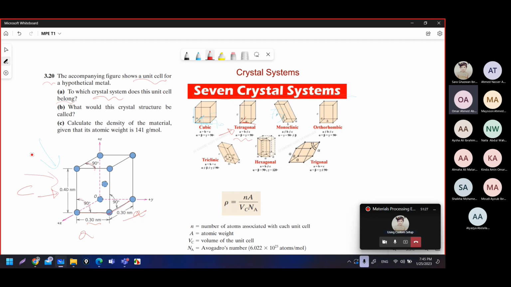So I will say that the crystal system for this unit cell is tetragonal. So the answer for part A is tetragonal.